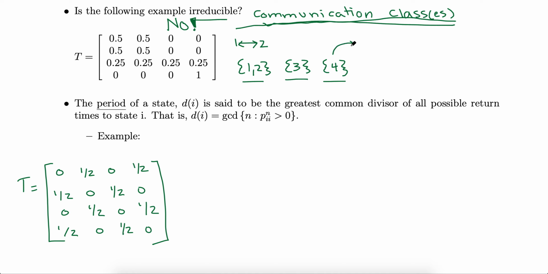Before we move to the next example, let me just comment on state 4. State 4 is called an absorbing state. Any state is called an absorbing state if once you enter that state, you cannot leave. So once I'm in state 4, my only option is to remain in state 4. So once in state 4, we cannot leave state 4.